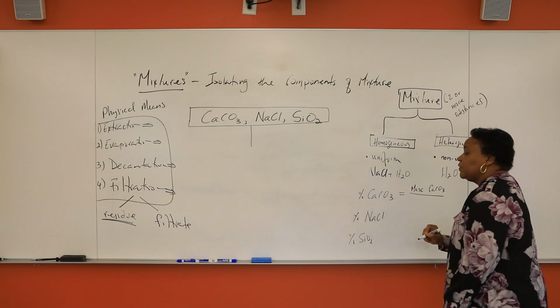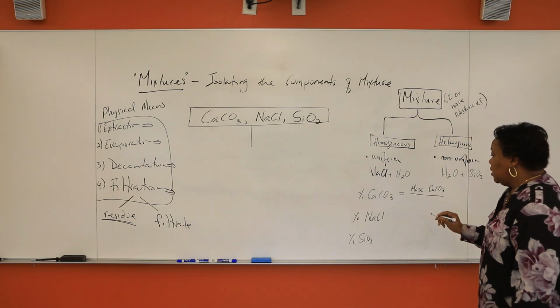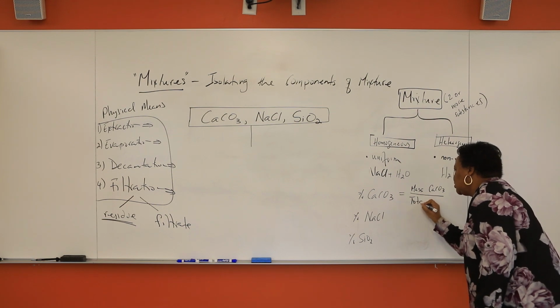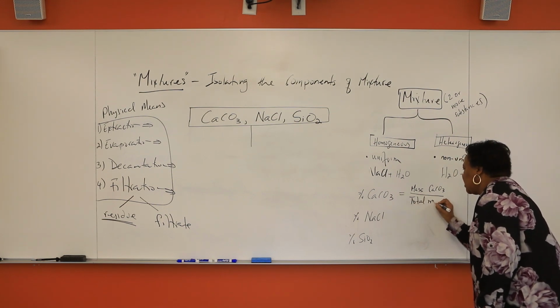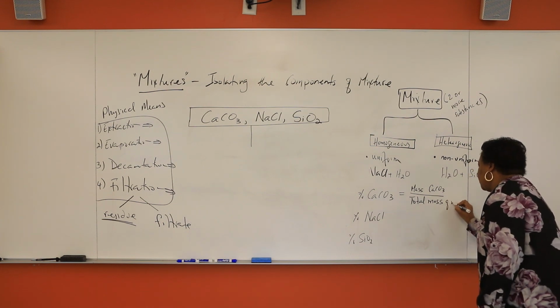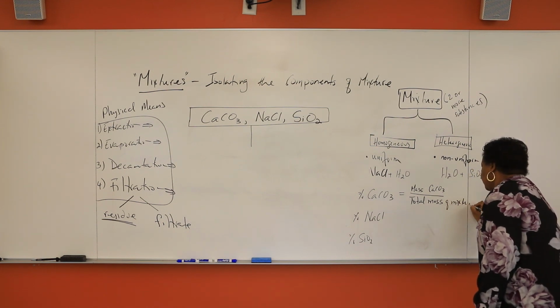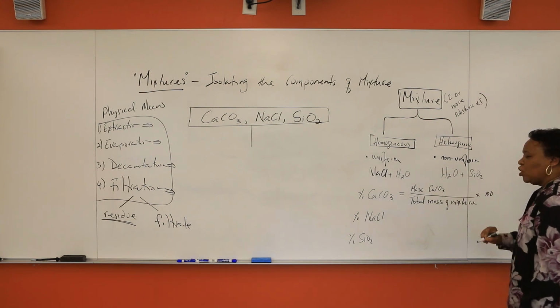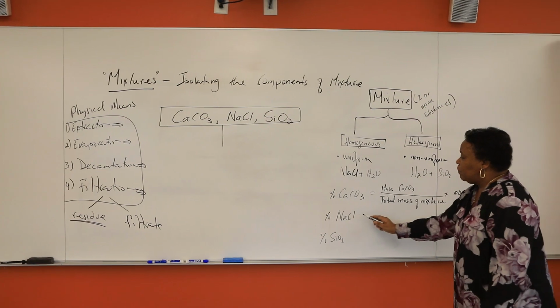So you need to know the mass of each component in that mixture. And what am I going to divide that by for the percentage? It's going to be the total. So as we go through this experiment, it's going to be extremely important that you know the total mass of your mixture. And because this is a percentage, I need to times that by 100.